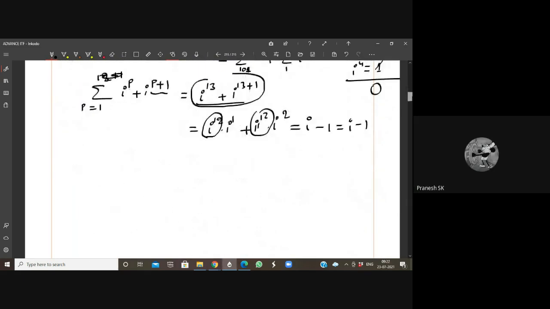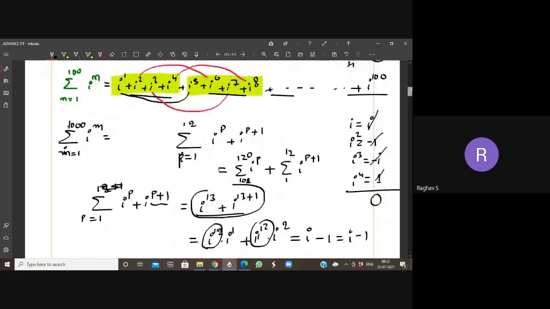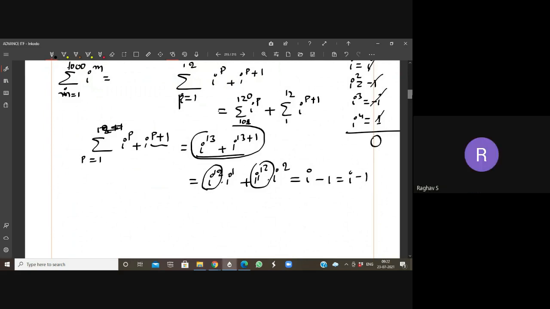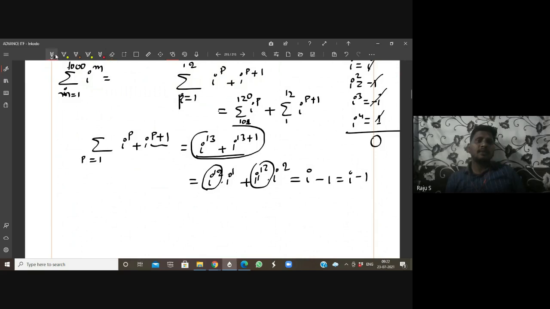Students: Sir, in the earlier question we didn't do it like that. Yes, sir, the summation p equals 1 to 12 of i^p plus i^(p+1) is done, but in that question we didn't add for the second one. See, for your understanding I have written 12 plus 1. Actually, you just have to think in your mind that till 12 it will be 0, so the 13th term alone remains.